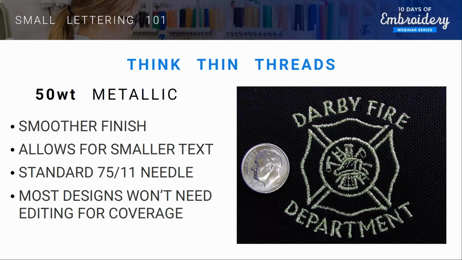So 50-weight metallic is great in the 75/11 needle, and most designs won't need editing for coverage because the metallics lay the way they do and they have that wrapped foil core. If you use a fairly normal digitized design that's been well digitized, with nice balanced densities, with that 50-weight metallic, you'll usually get enough coverage and you'll find that it actually runs a lot more like a 40-weight, because, like I said, metallic has a little bit more surface texture. It's going to be a little thicker maybe than it should be at that size, but it runs very much like a 40-weight, and with the nice 50-weight metallics, you do get a decent letter that looks, I'd say, much cleaner than with a standard metallic. So look for those 50-weight metallics as another option for a thinner thread.